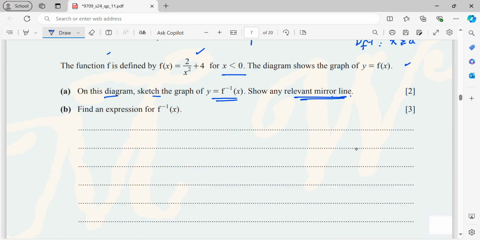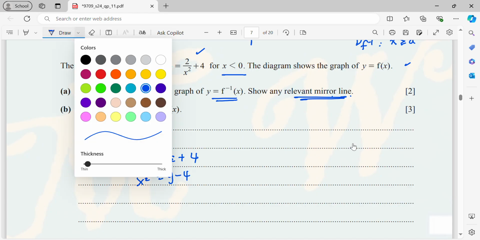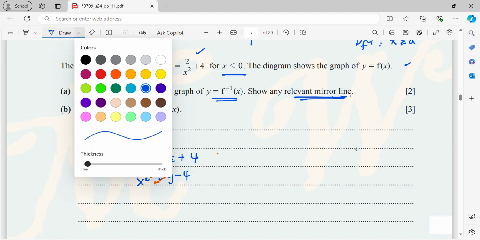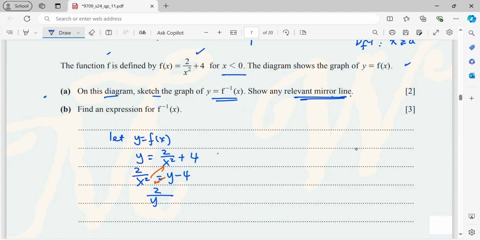Alright, so now find an expression for f inverse. To get the f inverse, let y equal f(x). So y equals 2 over x squared plus 4, and now make x the subject, which means 2 over x squared equals y minus 4. Now the x squared moves up and the y minus 4 moves down. So I will get 2 over y minus 4 equals x squared. And now I need to get x. So when I take the square root, x is supposed to be plus or minus.